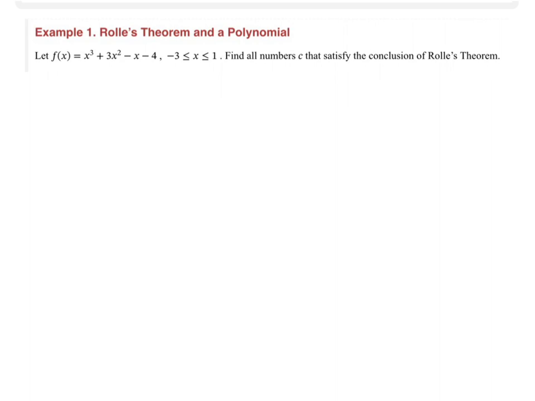Okay, so let's look first at the function. It says let f of x equal x cubed plus 3x squared minus x minus 4. And we're looking on the interval from -3 to 1. So there's my A to B. They could have written it as -3 to 1 with inclusive intervals.